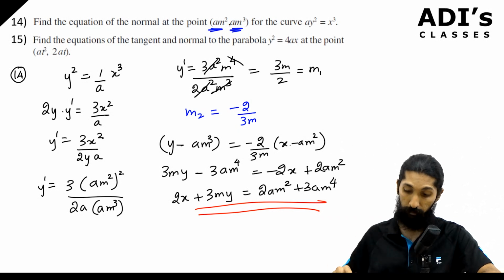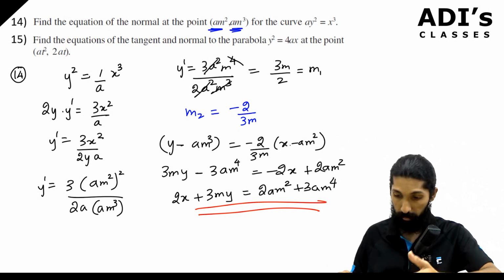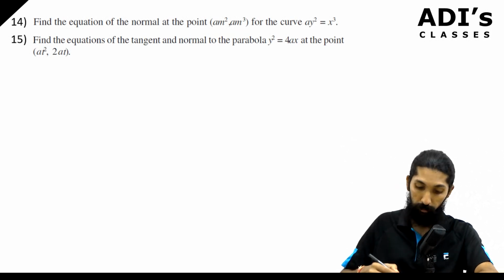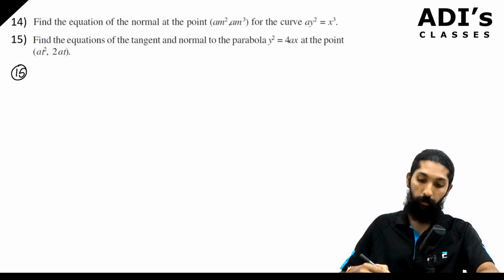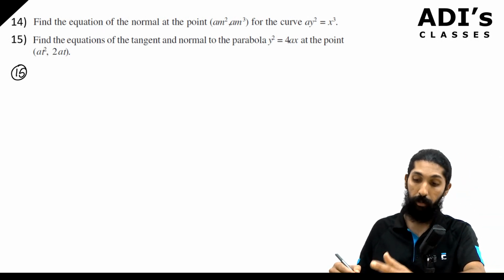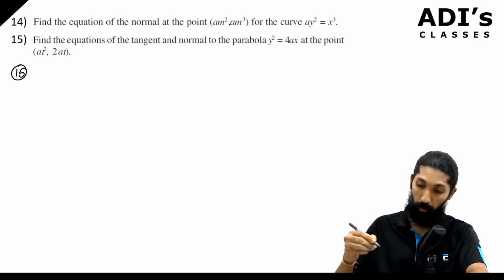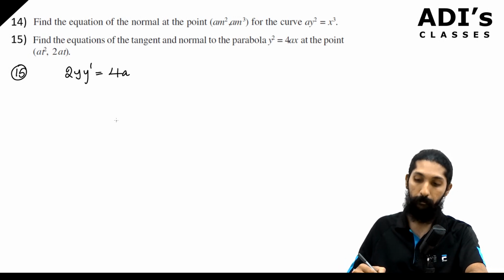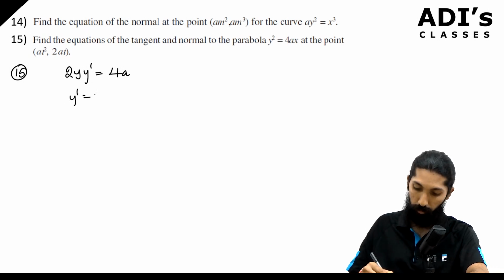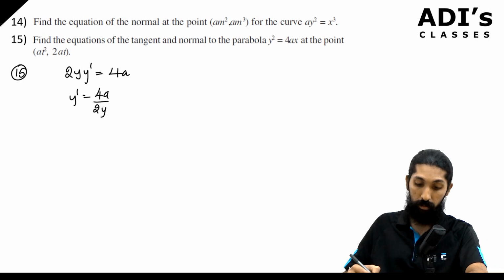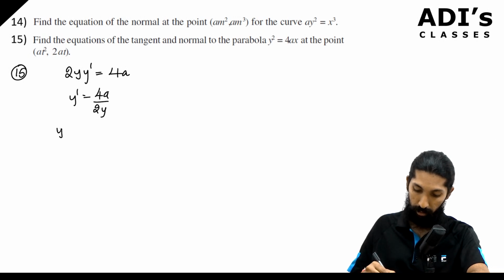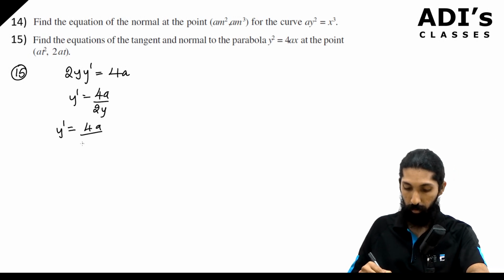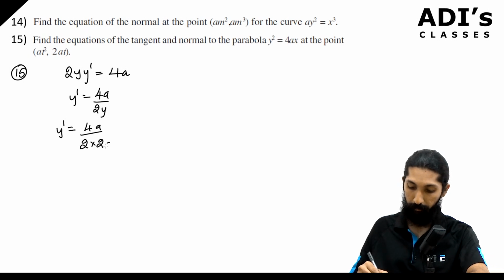Fine. So this is the answer for the 14th one, right? Let's do the 15th one now. See the 15th one. You have to find the equations of the tangent and normal to the parabola at these 2 points, correct? Now first differentiate. 2y dash is equal to 4a, right? So y dash is equal to 4a by 2y. Substitute the point 2at, right? So you're going to get y dash is equal to 4a by 2 into 2at.